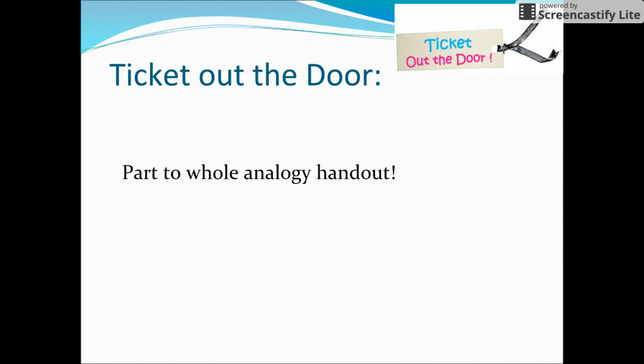After you have finished your summary, your ticket out the door for today is your part to whole analogy handout. So I think this is one of the easiest ones to complete, part to whole analogies. So I want to go ahead and start off with practicing part to whole. Okay, so there's a little handout in the basket, or if I have already passed it out, you already have it. So go ahead and get started on your handout. This will be your ticket out the door. And there's a nice little word bank for you to help you fill out those analogies.